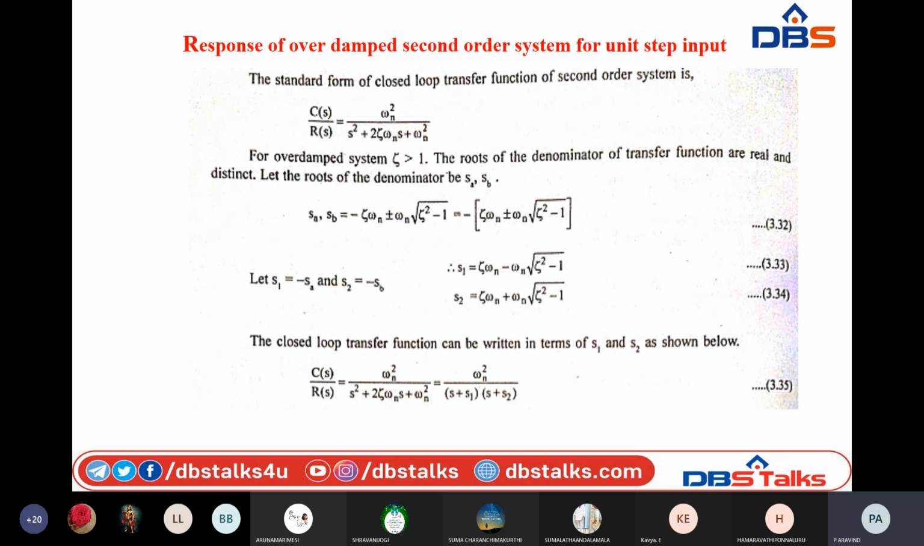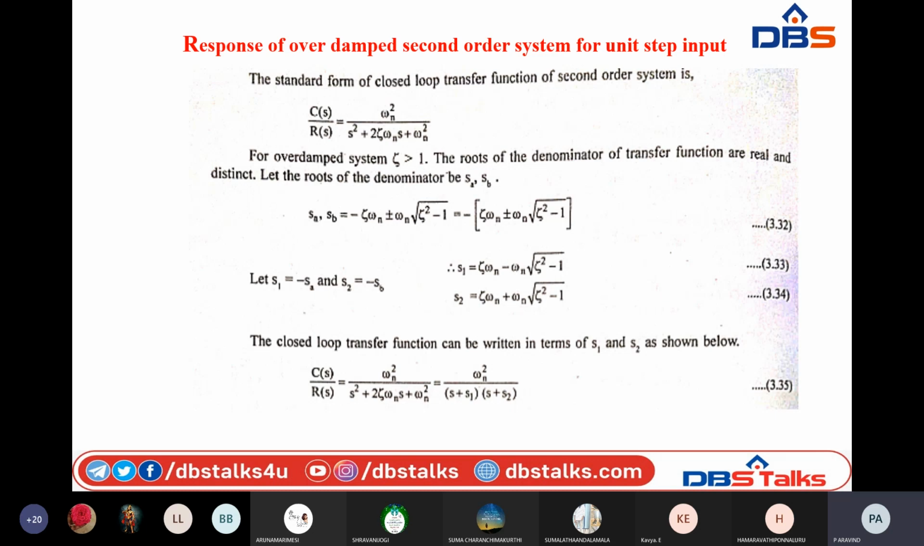So now I simply rewrite my closed loop transfer function in terms of s1 and s2, that is C of s by R of s equal to omega n square by (s plus s1) and (s plus s2). Here I am taking my reference input, that is unit step input. So r of t equal to 1, its transformation, that is R of s equal to 1 by s.